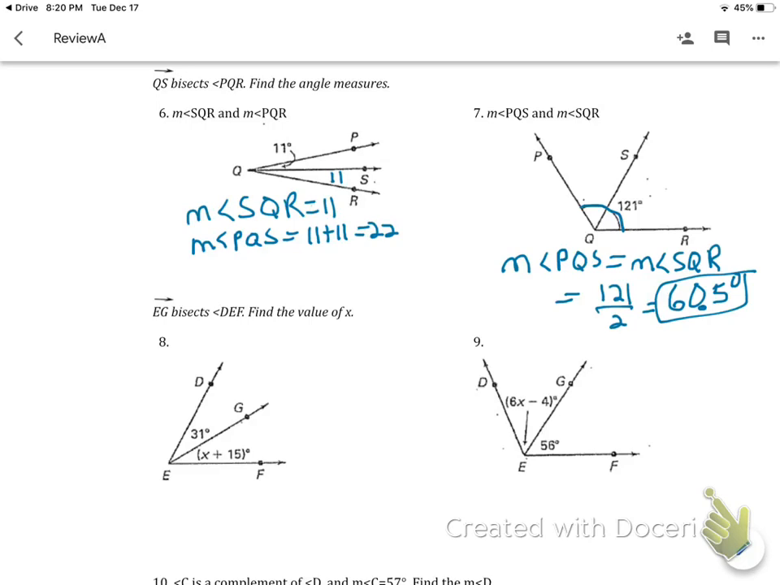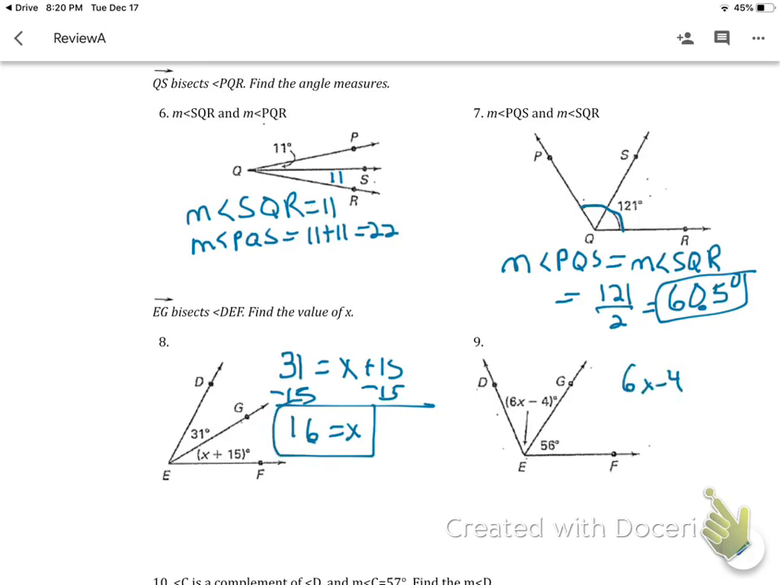Next one up says it's been bisected again. We know each half now instead of a total. Well, if it's been bisected, we know it's been cut into 2 congruent parts. We can set those 2 congruent parts equal together. 31 equals x plus 15. And subtract 15. Okay, so we have 16 equals x.